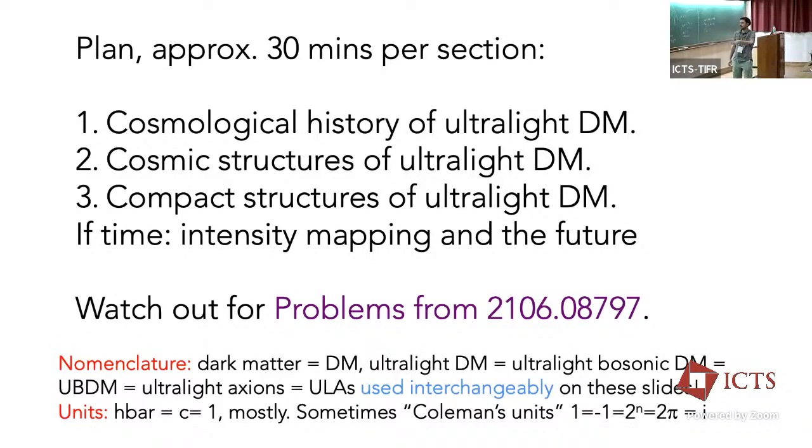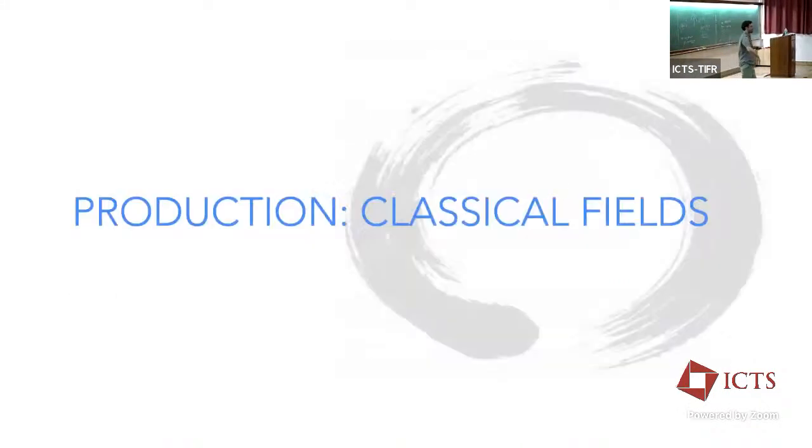This is some nomenclature. I'll freely use the term ultralight bosonic dark matter, ultralight axions, ultralight dark matter. These are all interchangeable terms for the purposes of this lecture. And I have no idea what units I'm using, and I have no idea what factors of 2 pi are, so don't worry about those.